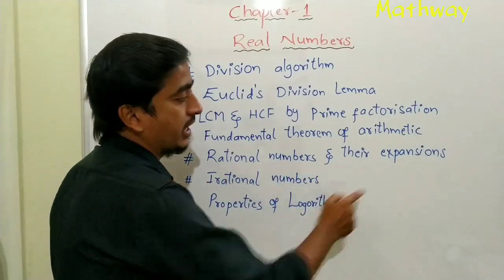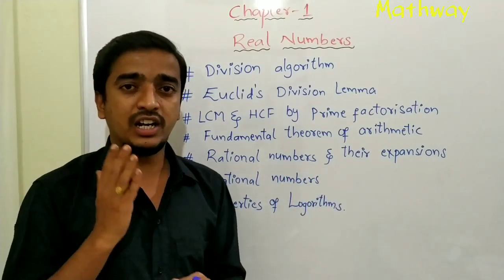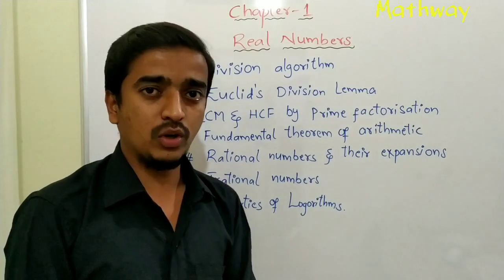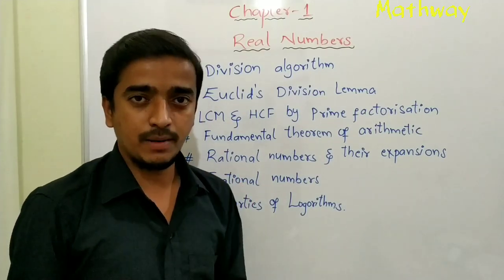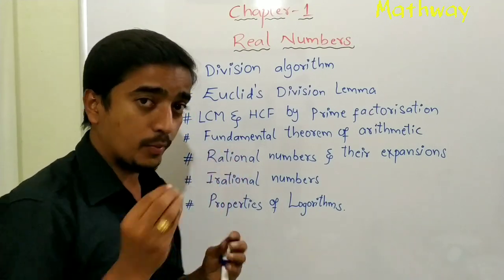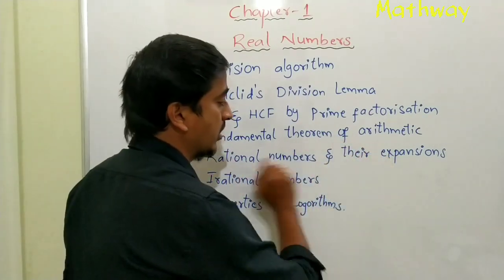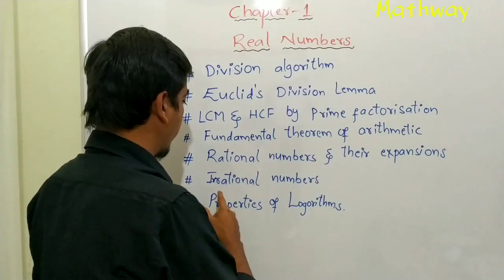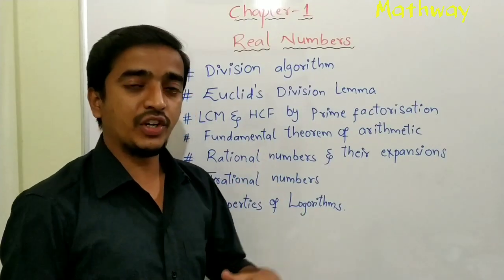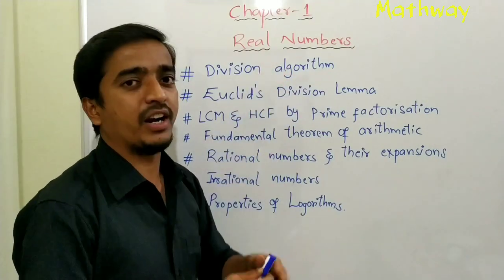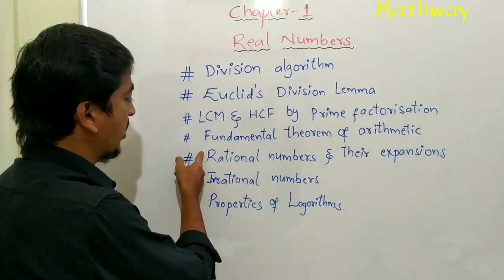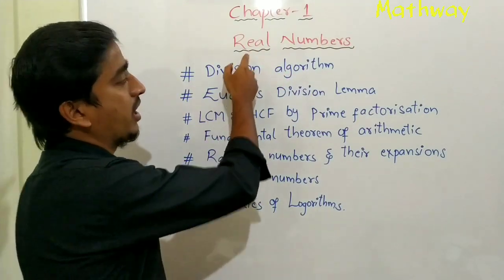Rational numbers and their expansions. There are different types of numbers: whole numbers, natural numbers, integers, rational numbers. What are rational numbers? How do we represent them? What are the properties of rational numbers? What are their expansions? You are going to learn these things here. Irrational numbers: the numbers which are not rational are called irrational numbers. Our chapter is real numbers. Real numbers means all the rational and irrational numbers together are called real numbers.